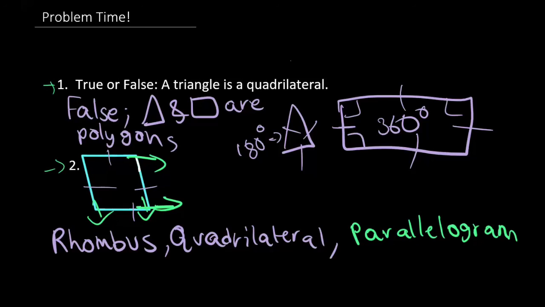And what about a square? Well, you can't name it a square either because in order for a rhombus to be a square, it has to have a right angle. And this does not have a right angle, so this is not a square. So you can call this shape a rhombus, a quadrilateral, and a parallelogram. Okay? So those should be your answers. You cannot have a square.